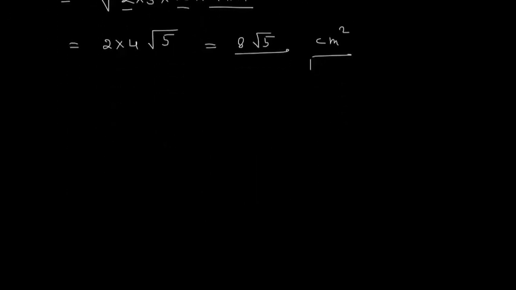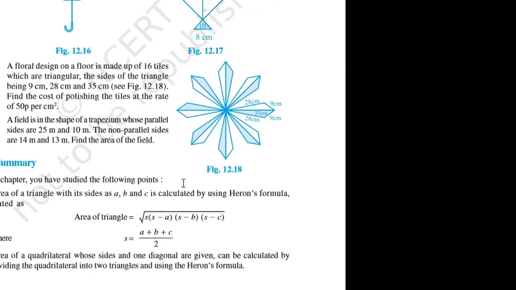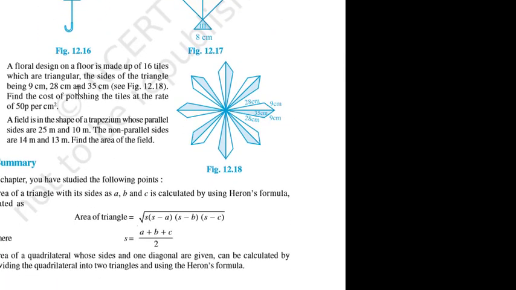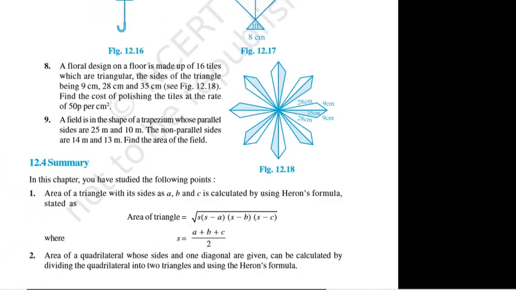Now let us see the next problem. Here it is. A floral design on the floor is made up of 16 tiles which are triangular. The sides of the triangle are 9, 28, 35. Find the cost of polishing the tiles at a rate of 50 paisa per centimeter square.